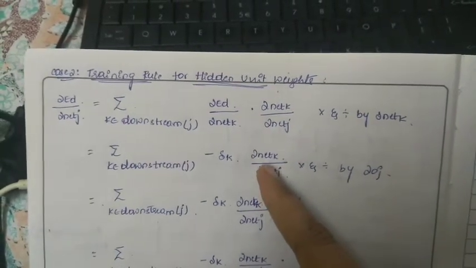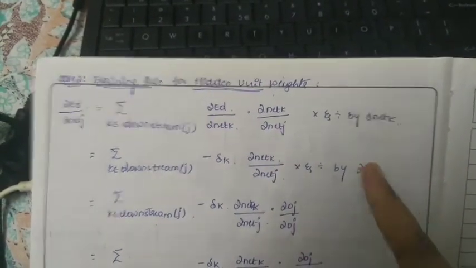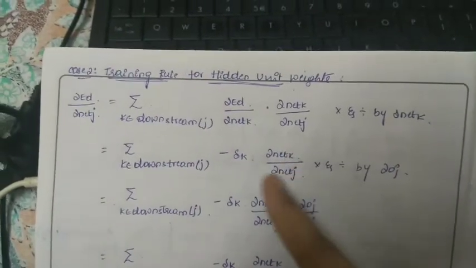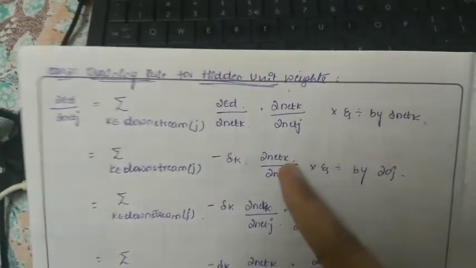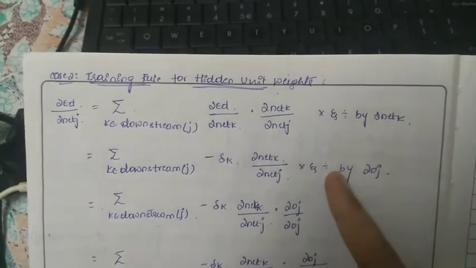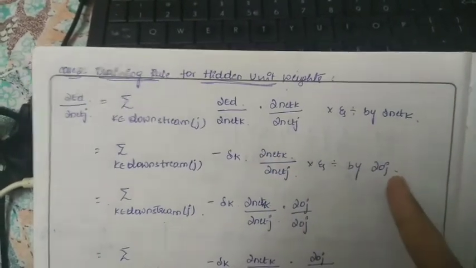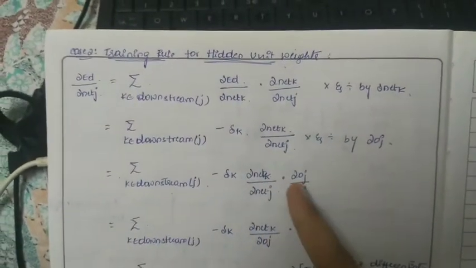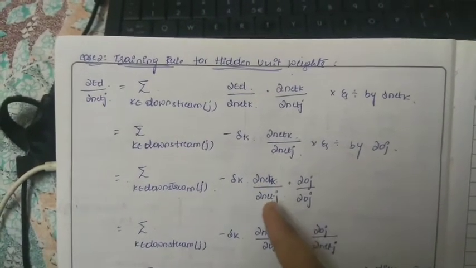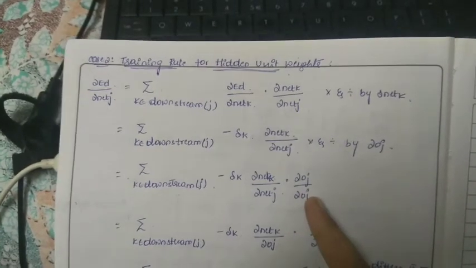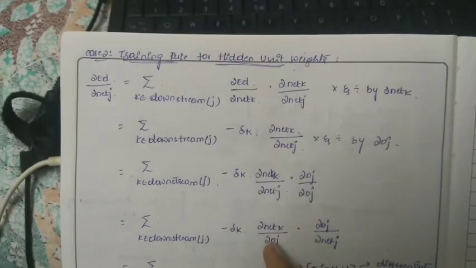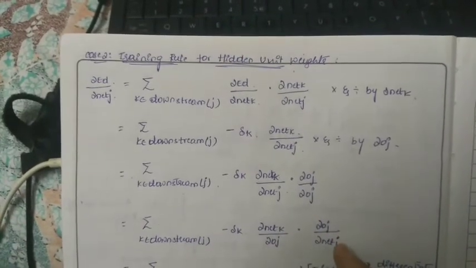We know that the net is influenced by an output. That output, Oj, is nothing but the sigmoid function of the net value. So net is influenced by Oj, which is why we are multiplying and dividing this term by delta Oj. When it is multiplied and divided, we get delta net k by delta net j into delta Oj by delta Oj. Written in terms of a chain rule, that is delta net k by delta Oj times delta Oj by delta net j.